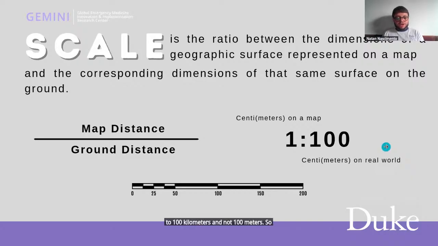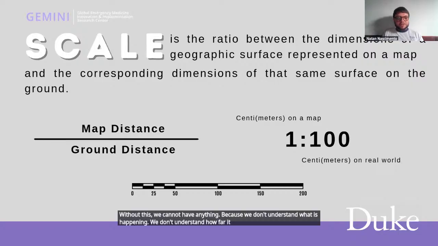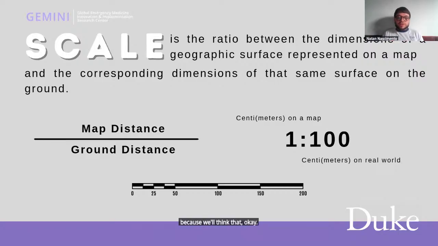So that gives us a smaller number. So that's why a small scale is a larger view and a large scale is a smaller view. So it's the other way around. Scale is one of the mandatory things we want and we need on a map. Without this, we cannot have anything because we don't understand what is happening. We don't understand how far it is because we'll think that, okay, it's close. No, it's not. We need the scale to tell us how far it is, how close it is.